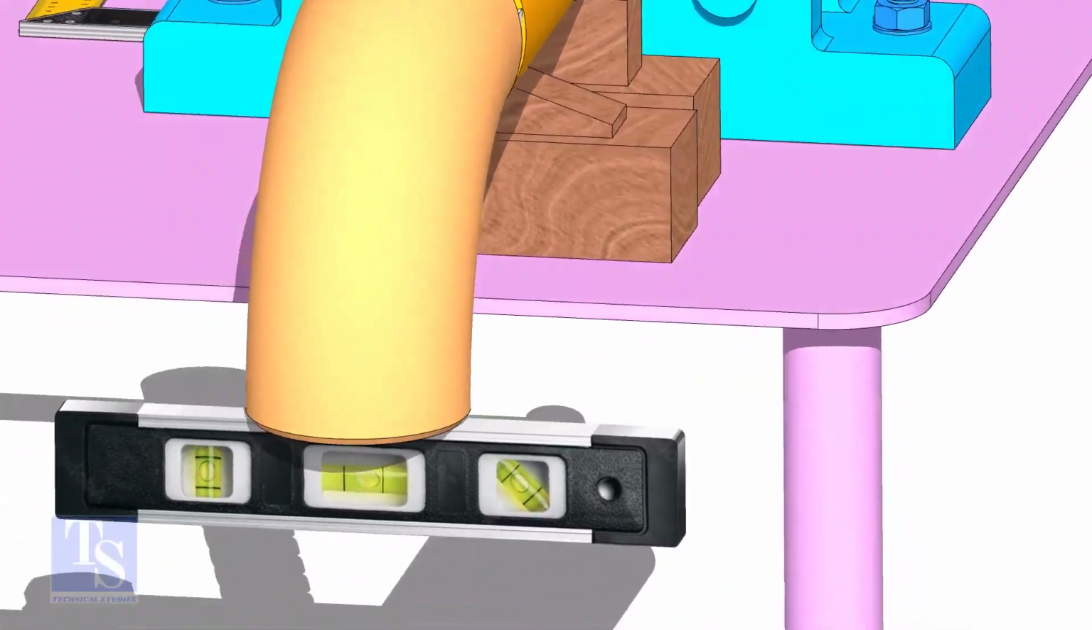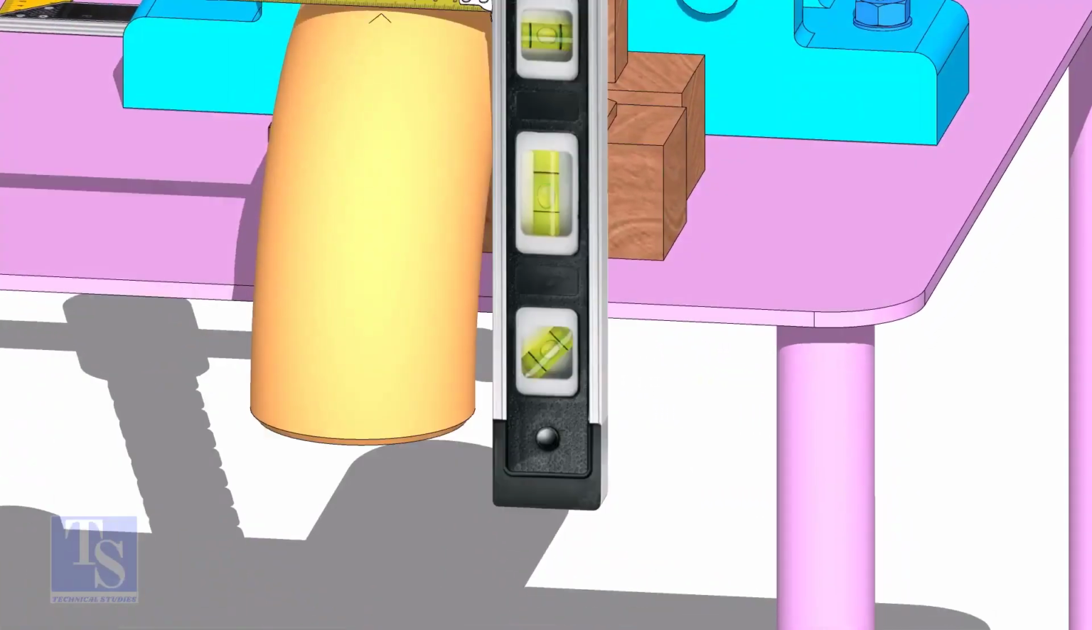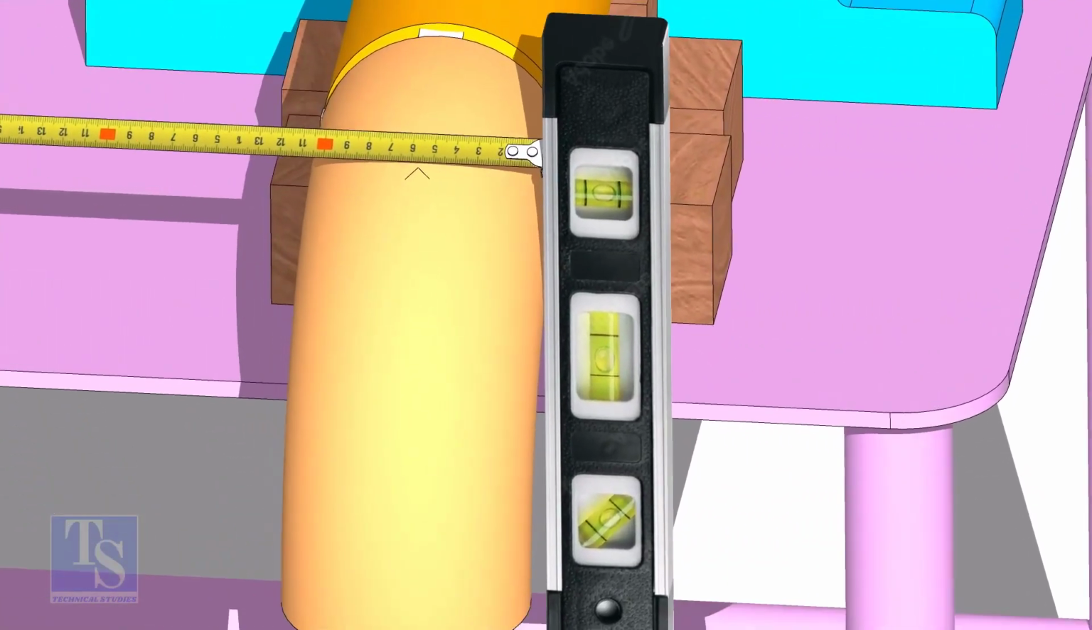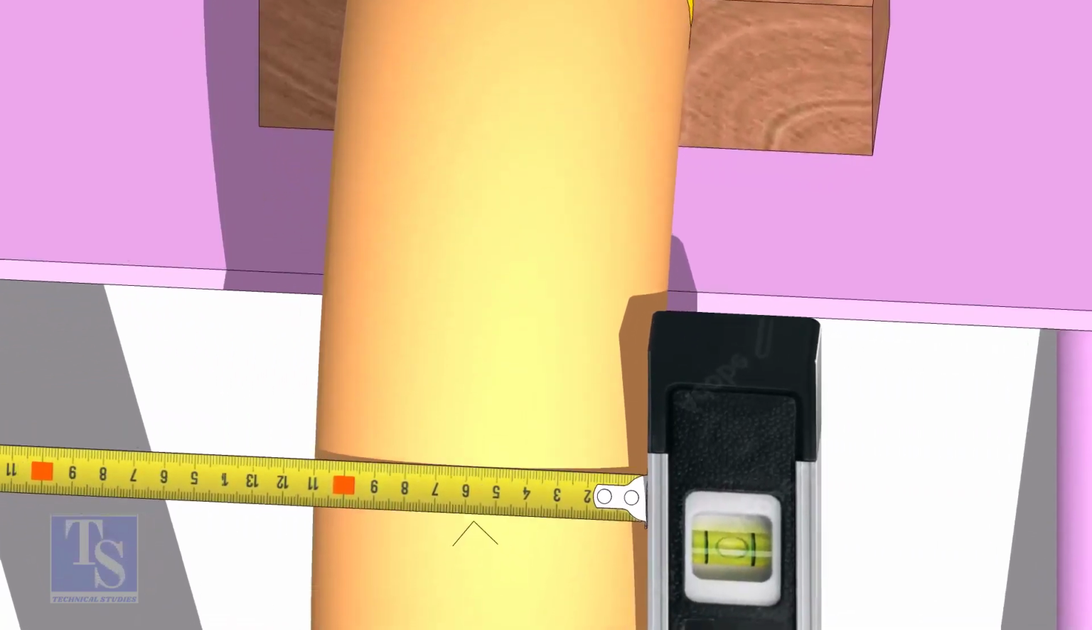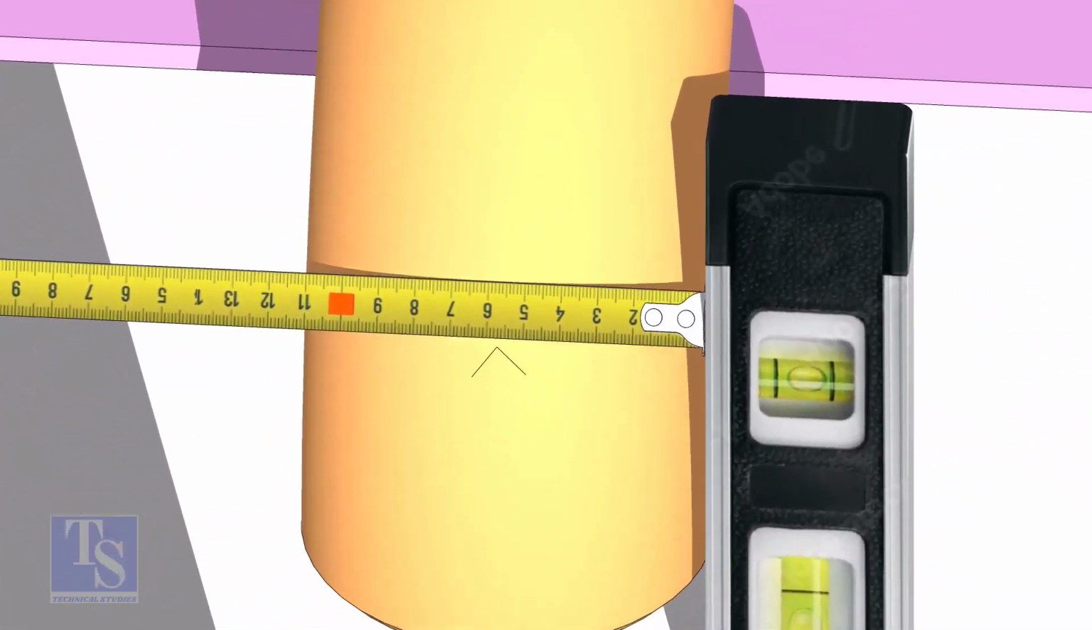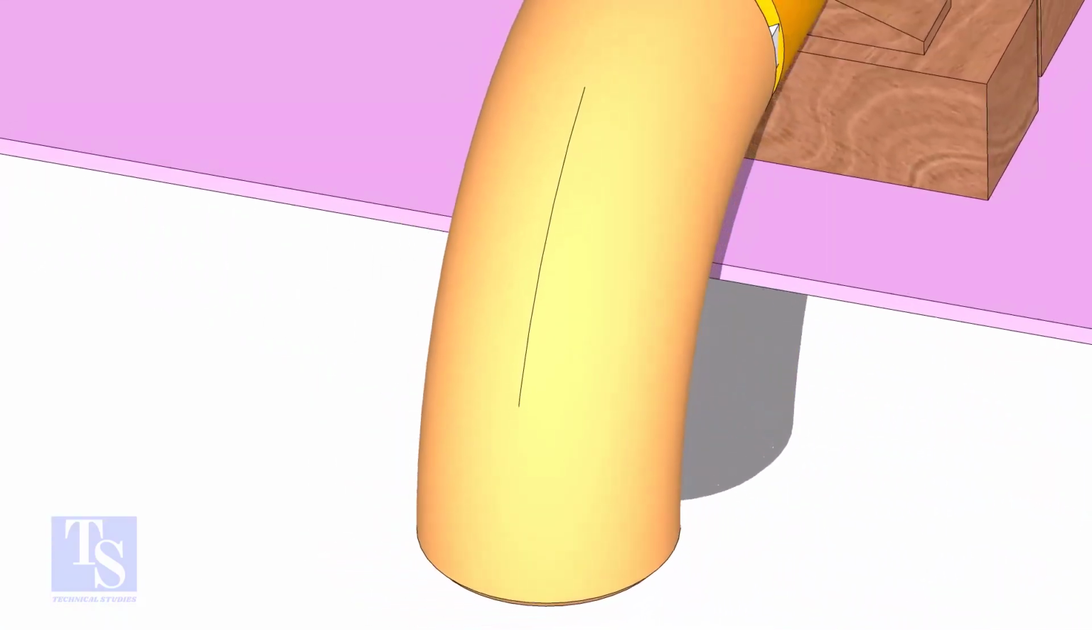Mark the center line of the elbow. OD of a 4-inch pipe is 114 millimeters. Hold a level bottle at the side of the elbow, vertically, and mark 57 millimeters on the elbow, at least 3 locations, as shown. Draw a line, connecting these marks.